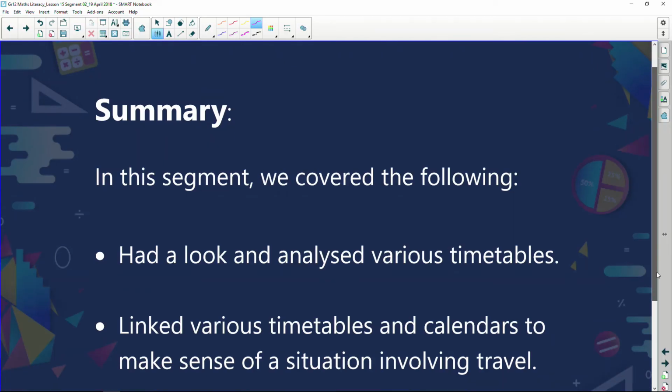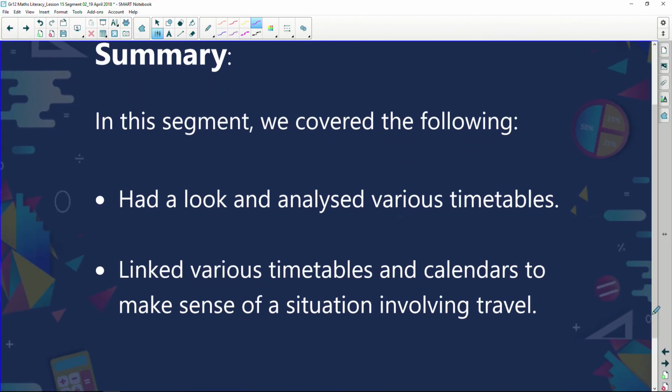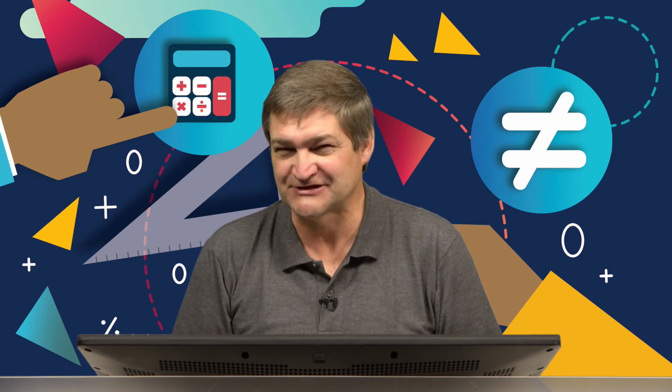We're going to take another ad break. Before we do that, let's just summarize what we've done. In this segment, we've covered the following. We've had a look at and analyzed various timetables, and then we've linked various timetables and calendars to make sense of a situation involving travel. I trust you've learned a lot, and try and find more examples on this and work through them, and you'll find you'll cope quite easily. We'll chat soon. Cheers.